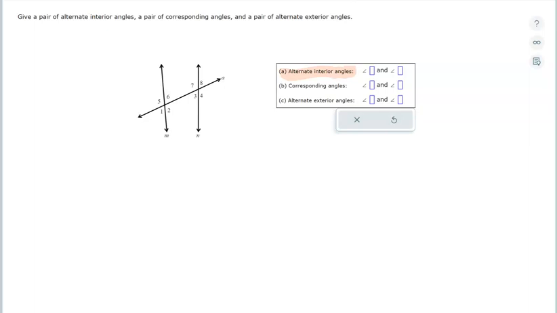Alternate interior angle, so we look at the inside of these two lines, so we look here in this inside area. And how you can do this is you can just pick one, so I'll pick 7, and I look at the other side, which is here, and I pick the opposite side. So what's opposite of 7? Well, 2 is. Another answer that could have worked is 6 and 3. Those are both correct.